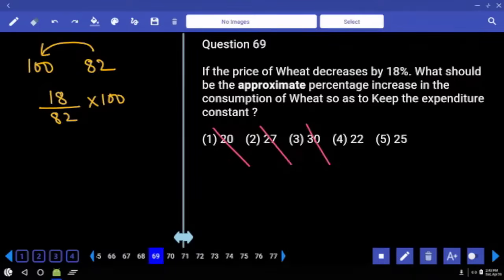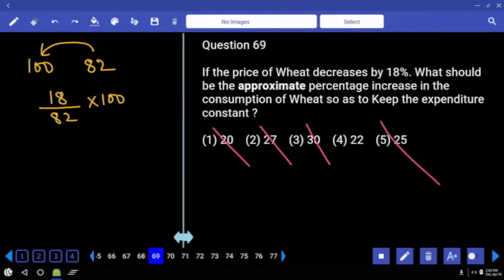Observe your numerator, that is less than that number. So can it be 25? Answer.